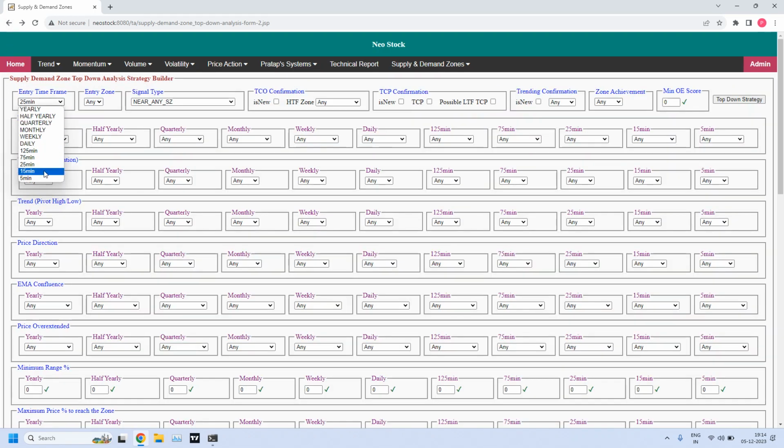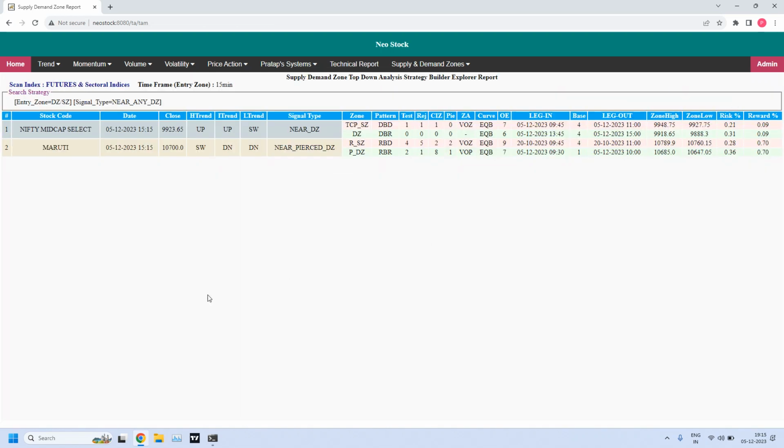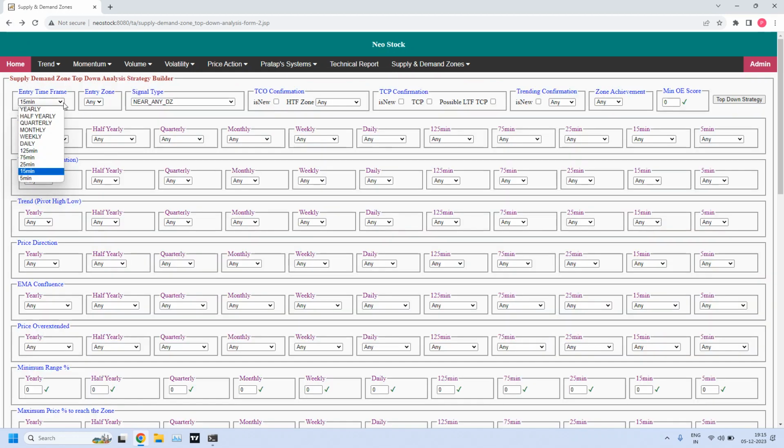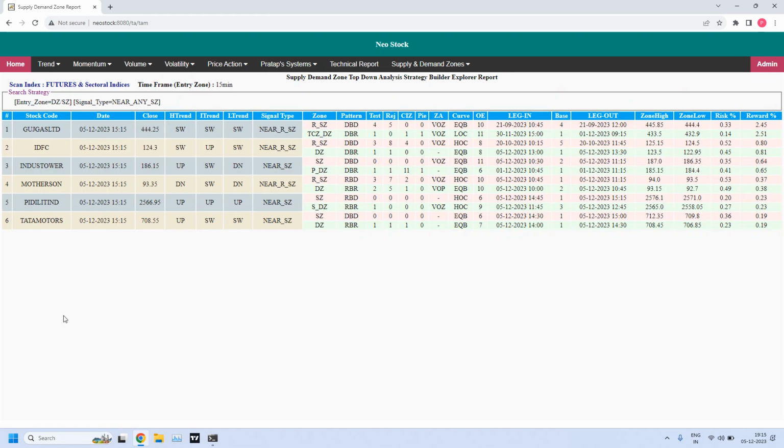Now let us generate for 15 minutes. Entry time frame is 15 minutes. Let us find the stocks which are near to the 15 minutes demand zone. So these 2 stocks are filtered. Let's go back. Entry time frame is 15 minutes. Let us find the stocks which are near to the 15-minute supply zone. So 6 stocks are filtered which are near to the 15-minute supply zone.